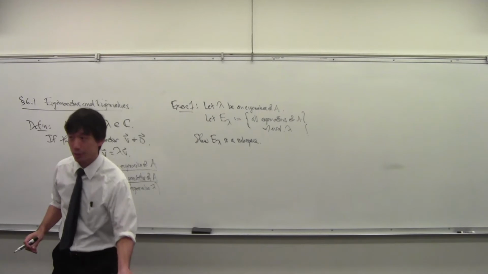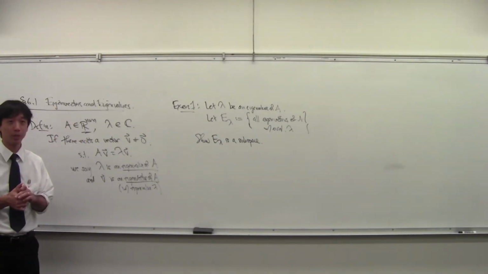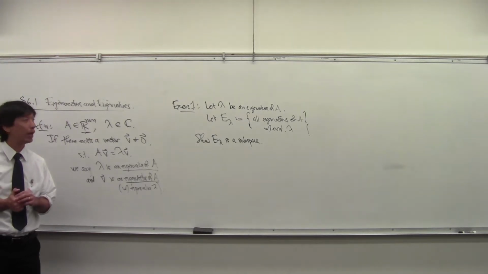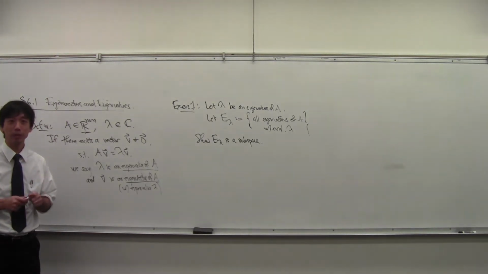That's an exercise. See if you can think about it for 1 minute and see if you can come up with something. Why is it true that if you have a bunch of eigenvectors for the same eigenvalue, then they form a subspace, if you look at all the eigenvectors for that eigenvalue?